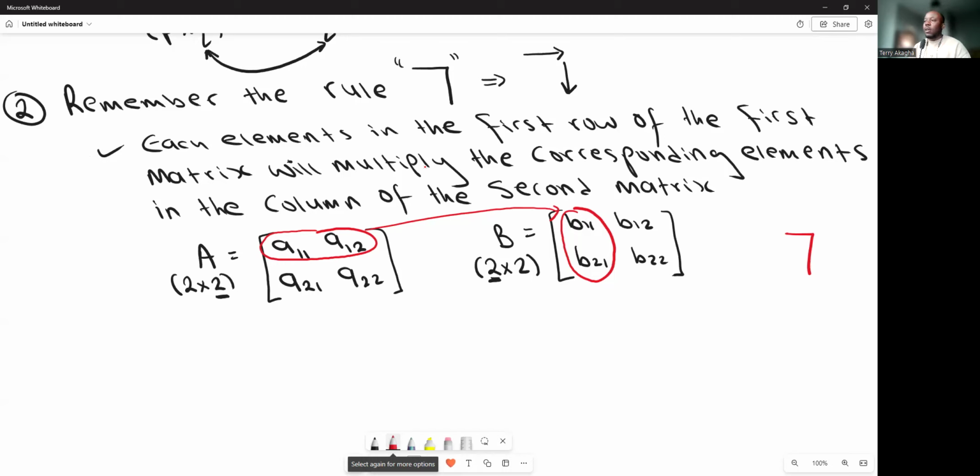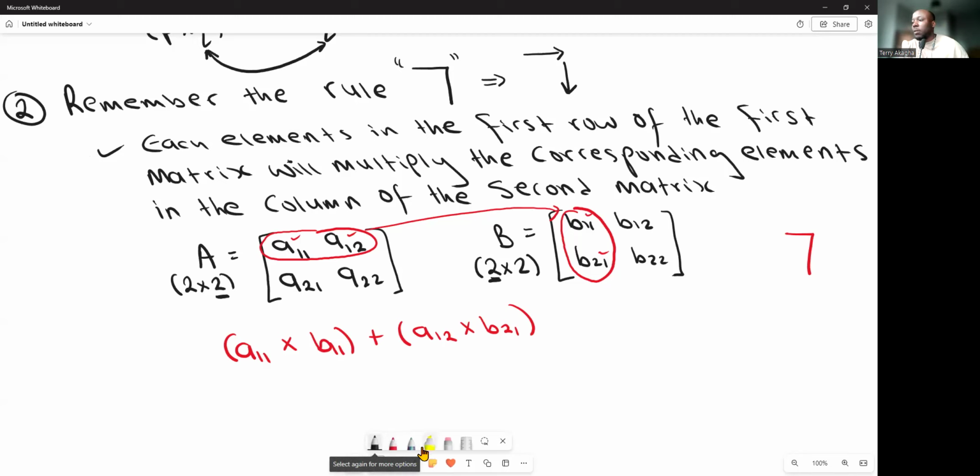Then, when you're done with that, you're going to have A11 multiplied by what? B11. Can you see? So A11 multiplied by B11, plus we're going to have A12 multiplied by what? B21. Is that making sense? So you're going to have this one multiply this. That is the thing you need to keep in mind. So the first row of the first matrix is going to multiply the column of the second matrix.